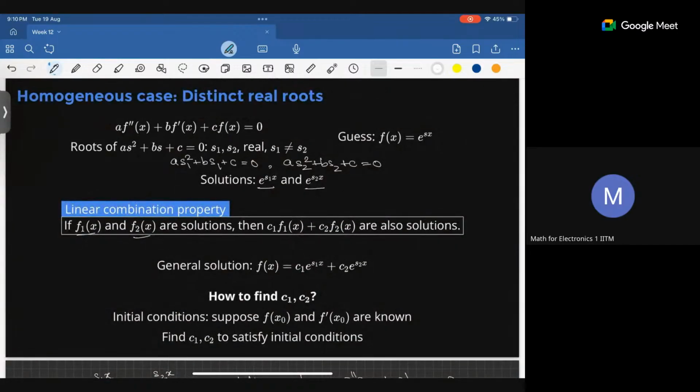So we'll write the general solution, instead of mentioning it as e power s1x and e power s2x, we'll take the linear combination of it. Hence the general solution for the second order homogeneous differential equation, where our characteristic equation has distinct real roots s1 and s2, will be in the form of f of x is equal to some constant c1 times e power s1x plus some constant c2 into e power s2x. S1 and S2 we can find from solving the characteristic equation, and we are yet to find c1 and c2.